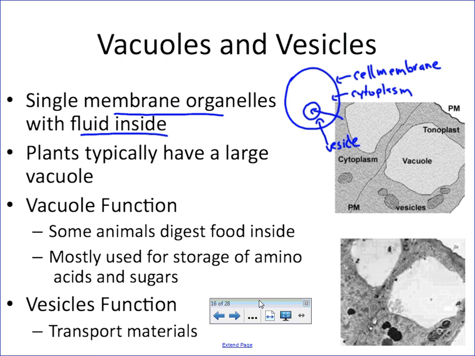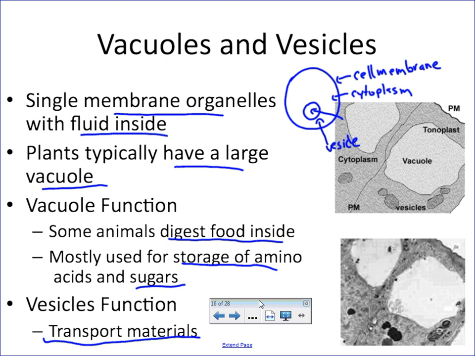And then the same thing with vacuoles as well. So plants will typically have a large vacuole. In animal cells, those vacuoles will be relatively small. So the function of the vacuole is that in some animal cells, it will allow some nutrients to be digested, but it's mostly used for storage of amino acids and sugars. The function of vesicles is that they will transport materials from one area of the cell to another.